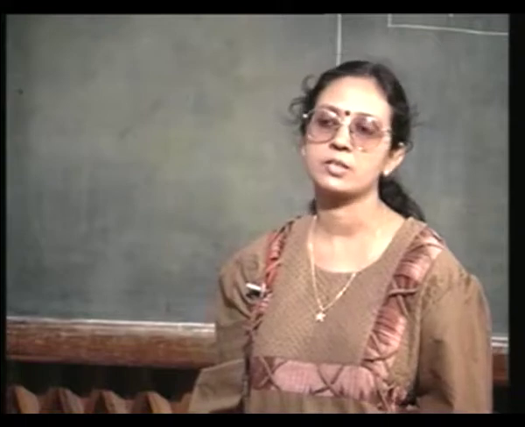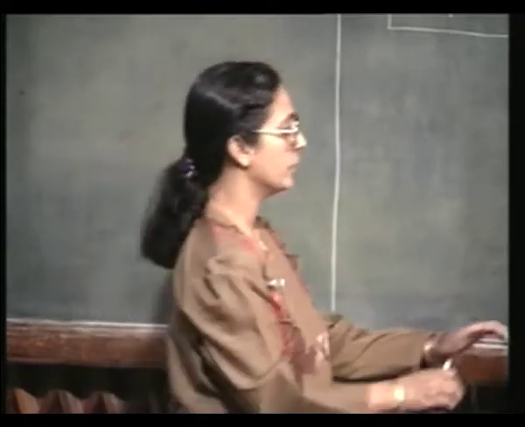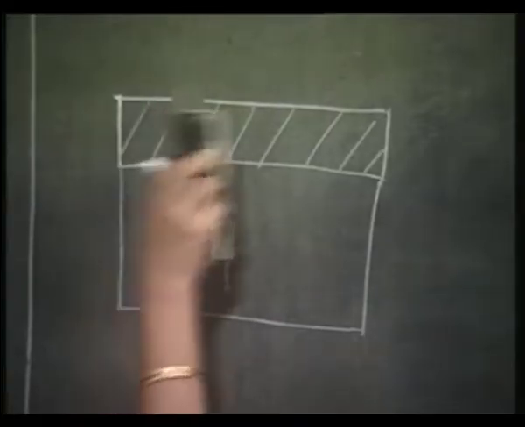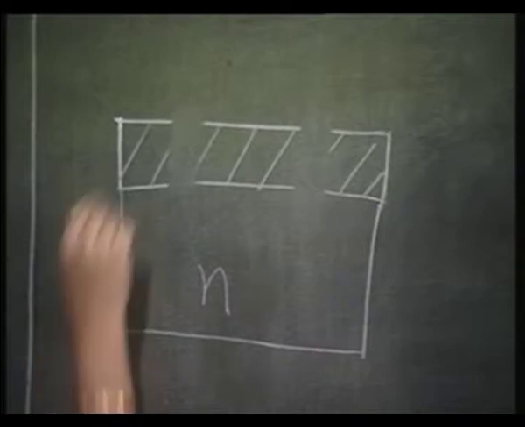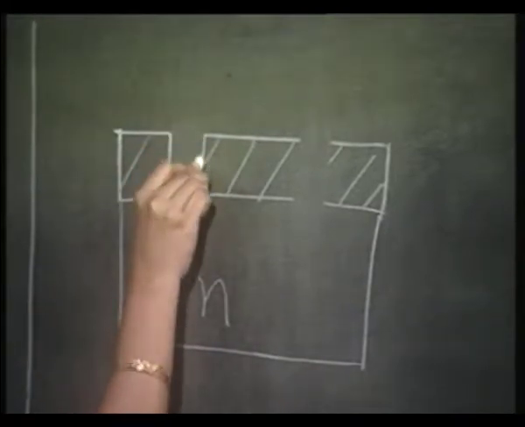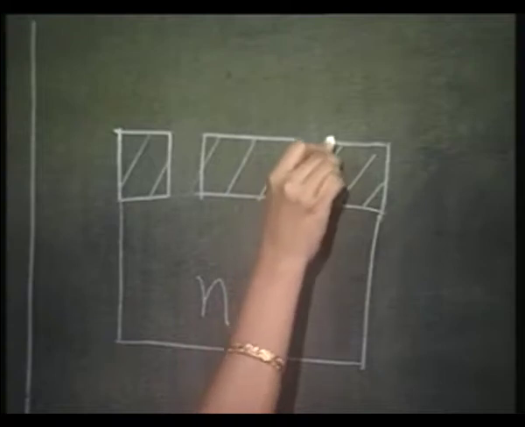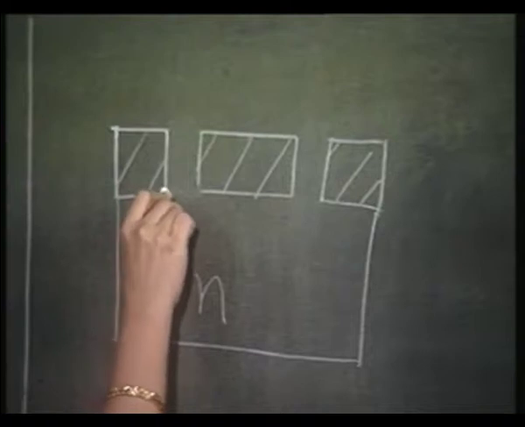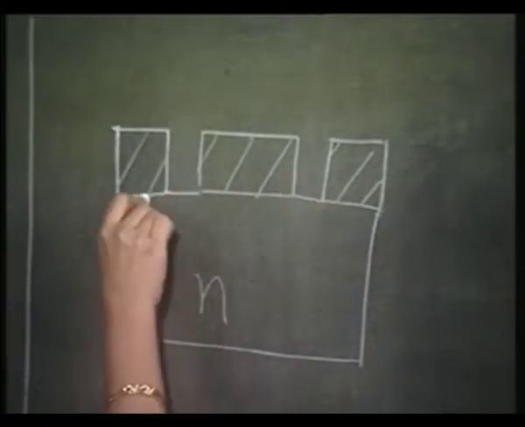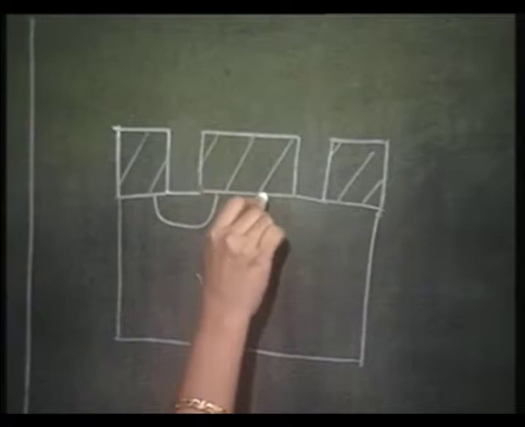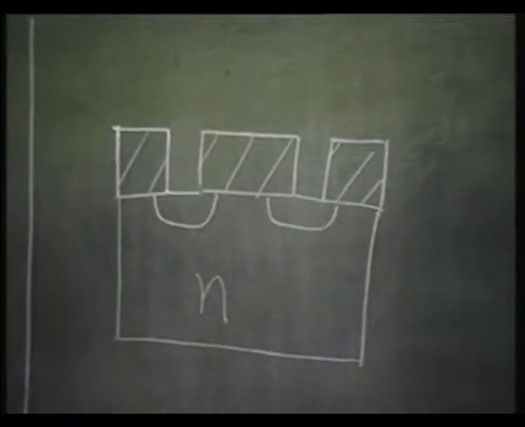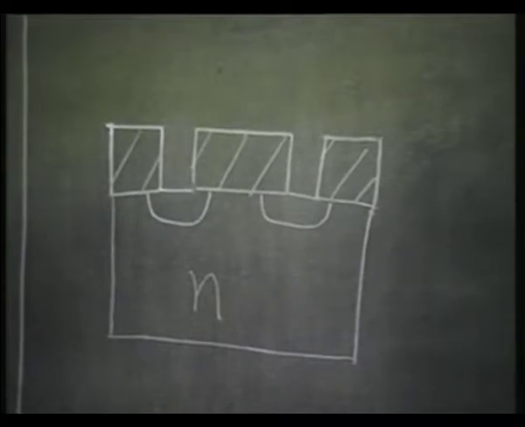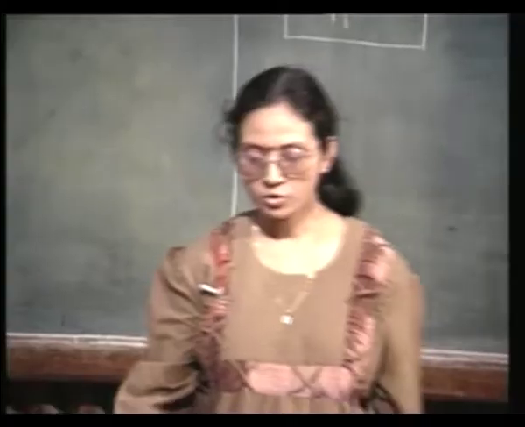After this thick field oxide is grown, you open windows in this oxide to diffuse the source and the drain. Source and drain diffusion, boron diffusion for source and drain.